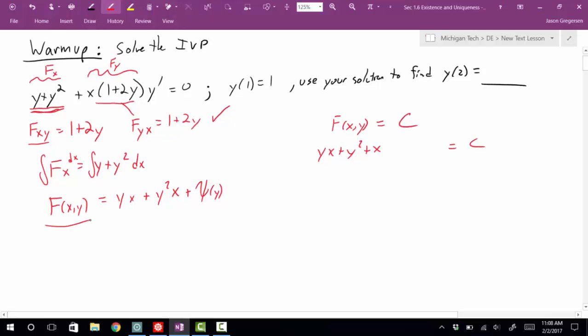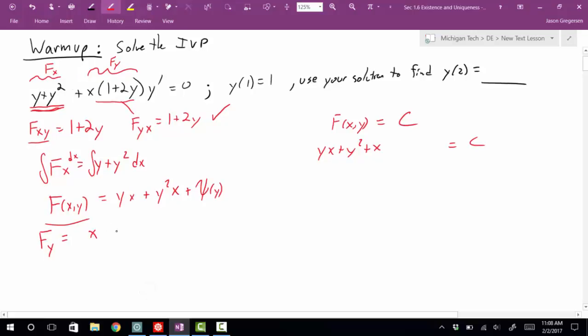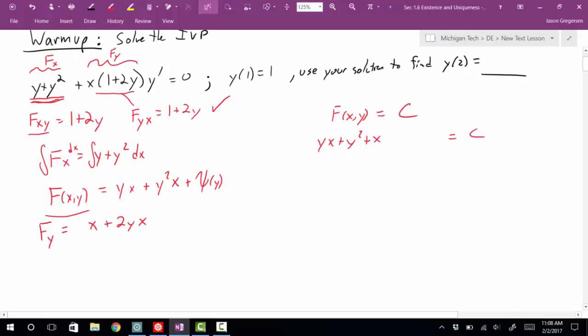So to find psi, I take the f that I have and calculate the partial with respect to y of it. I will get x plus 2yx. But I also have this expression for f sub y. That is supposed to be f sub y. So my next step is really to set f_y equal to f_y. Notationally, that looks a little silly. But the idea is I'm setting this version, the x plus 2yx, plus psi prime over here. That's the piece that I was missing.